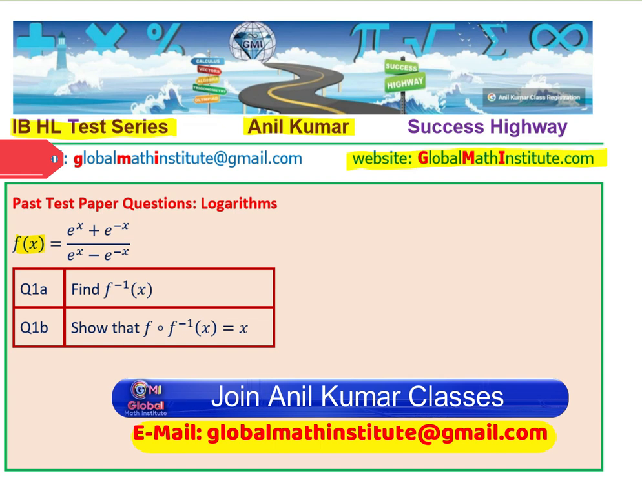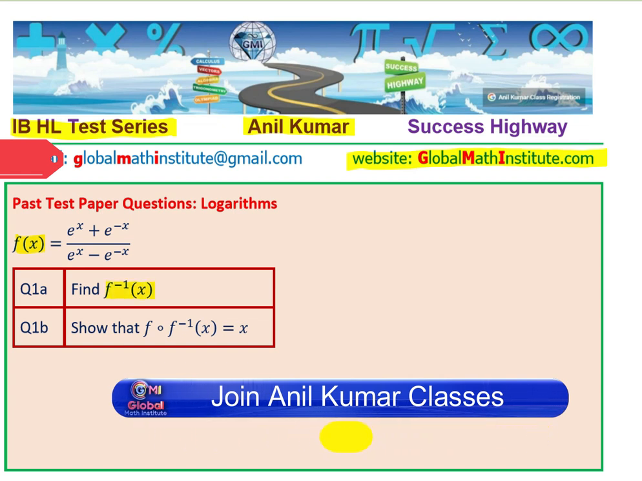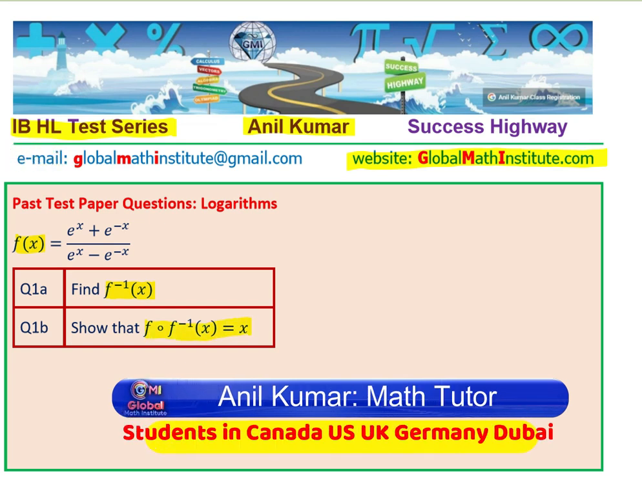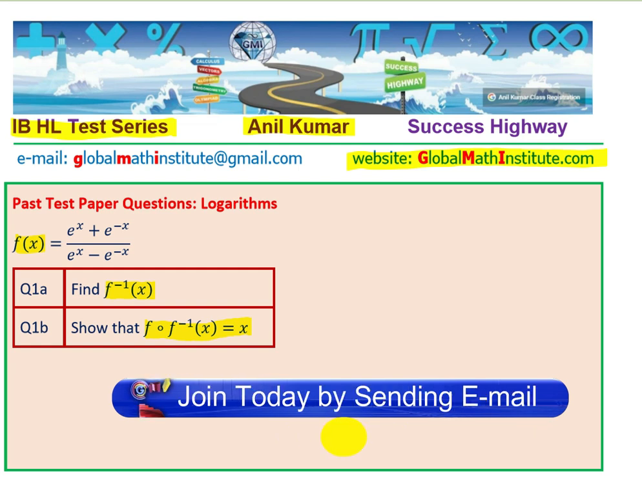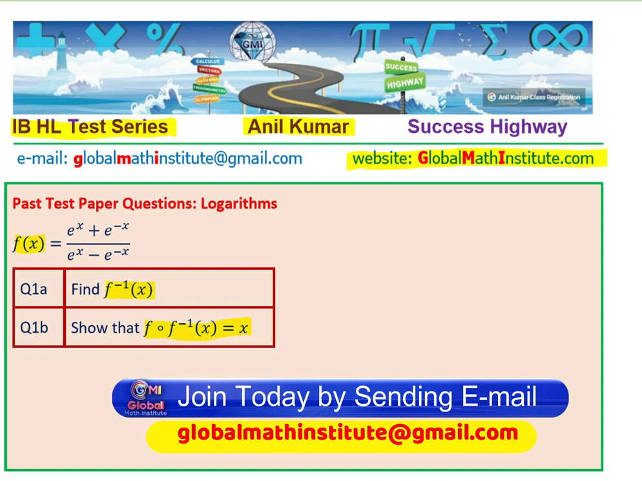In part A, we need to find the inverse of the function, and in part B, we need to show that function of inverse of a function is equal to x. Well, that statement is true for every one-to-one function, right? So function of inverse of a function is always x, but we need to show it. You can always pause the video, answer the question, and then look into my suggestions.